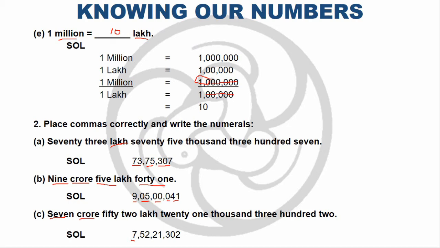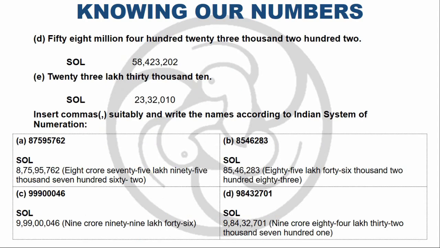What is the next one? 52 lakh, so you write 52, and after 52 you put a comma. Next, what is the next value? 21,000, so you write 21, and after 21 you put a comma. What is the last one? 302, so you write it as 302. So what is subdivision D?